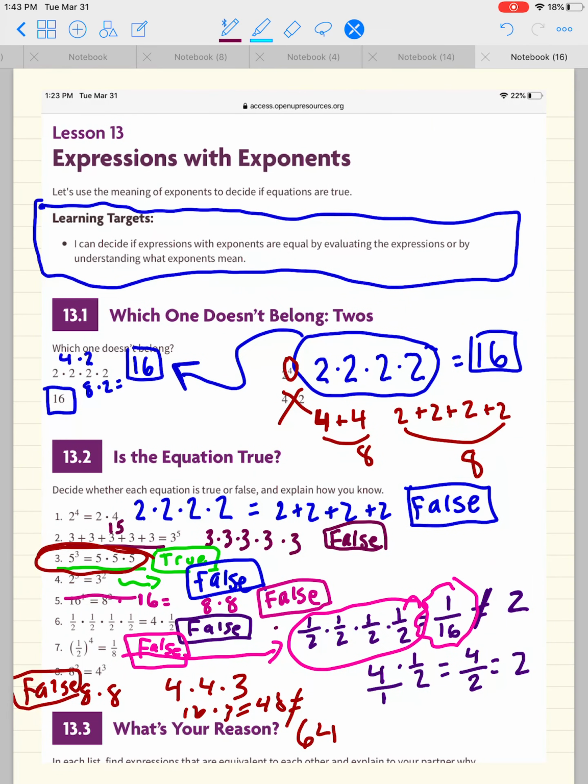Okay, I hope this lesson made sense to you guys. The target was I can decide if the expressions with exponents are equal by evaluating the expressions or by understanding what exponents mean. Yeah, so I hope you had a chance to self-rate your understanding, and I hope you're feeling good about it.